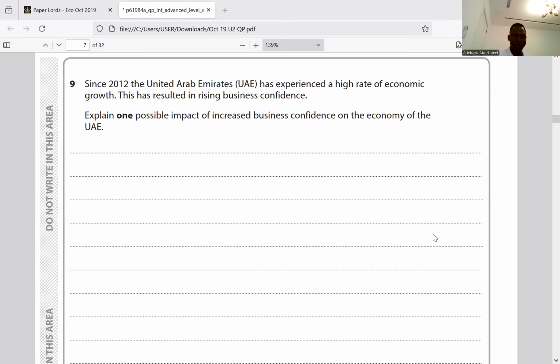It says, since 2012, the UAE has experienced a high rate of economic growth. This has resulted in rising business confidence. Identify one possible impact of increased business confidence on the economy of the UAE. An increase in business confidence increases aggregate supply. Increased business confidence increases incentive to invest, thus increasing aggregate demand and real output, reducing the output gap. In the UAE, the increase in business confidence is due to high rates of economic growth.